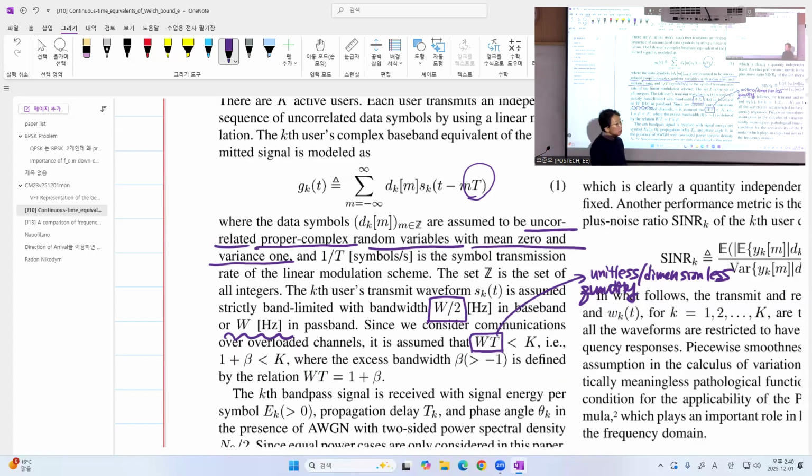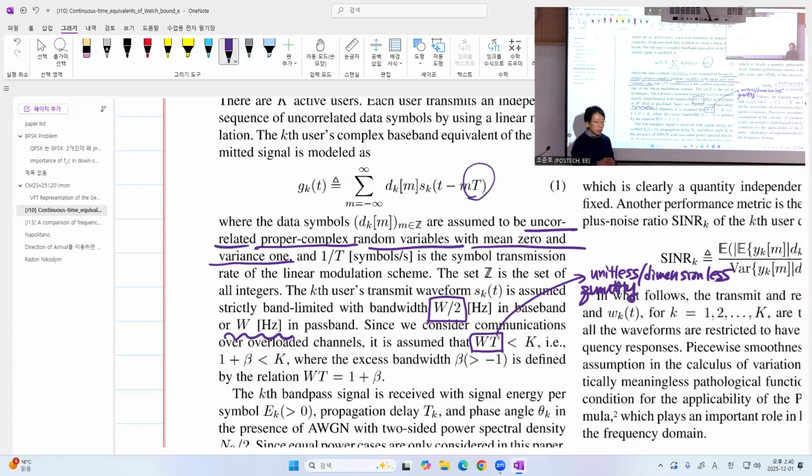So this paper assumes a very strange case. You have capital K streams and their entire bandwidth W times symbol transmit rate is less than capital K. So on average, none of the streams occupies bandwidth greater than or equal to the minimum bandwidth, right? So this is a very strange scenario. And the paper is talking about the very strange scenario of the so-called overloaded CDMA system.